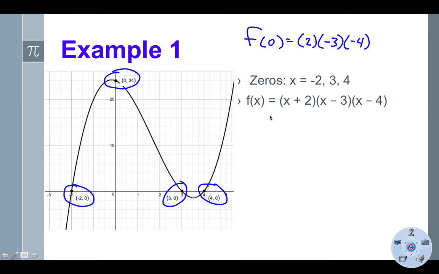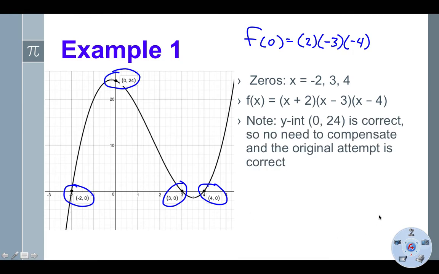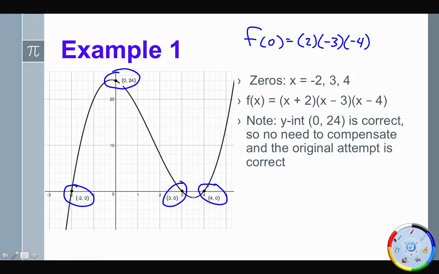And because it's a positive leading coefficient, it should start down and end up. So we make that note like I just did. We're going to note that the y-intercept 0, 24 is correct. So there is no need to compensate, and the original attempt is correct. So this is the equation to this graph.